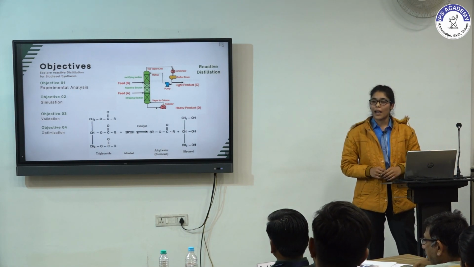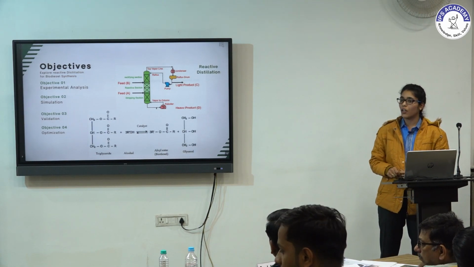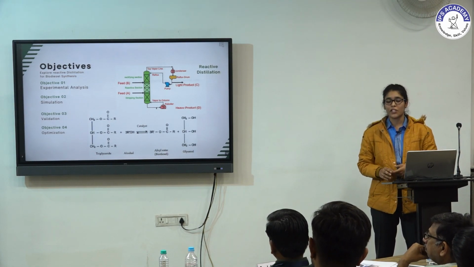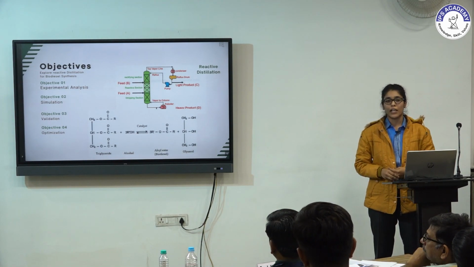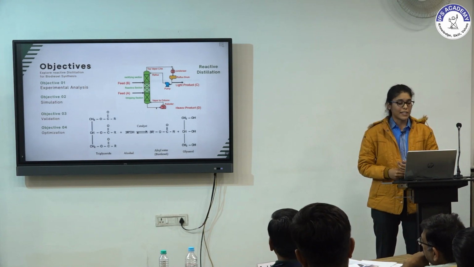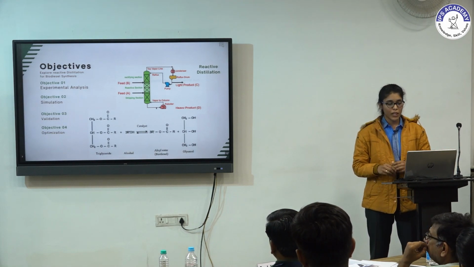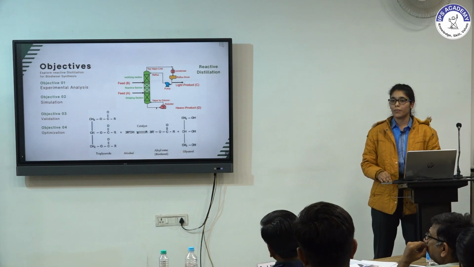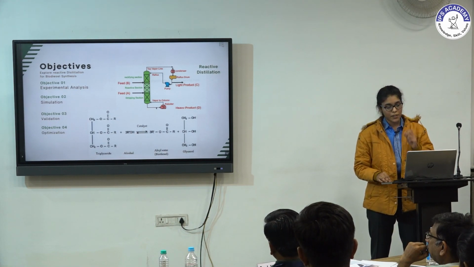The chemistry behind this production of biodiesel is transesterification, in which triglyceride, which is present in the oil of orange, is going to react with alcohol. Here we have chosen methanol as the alcohol. In the presence of an amphoteric catalyst, it gives the products glycerol and biodiesel. So ultimately, we are not getting any waste.